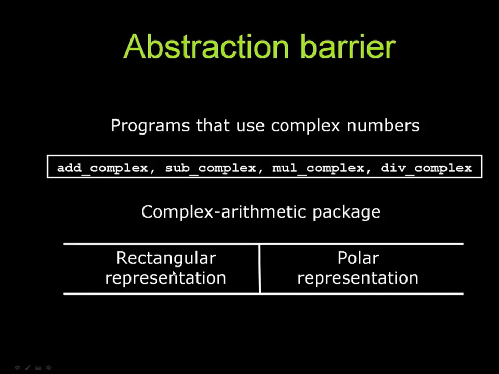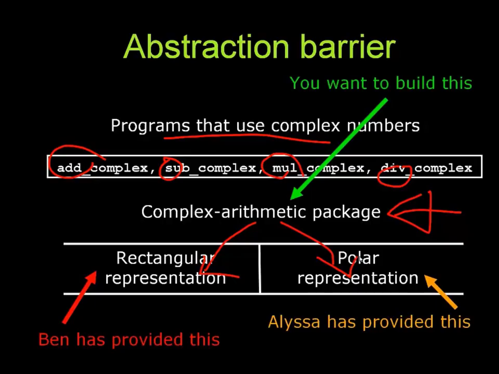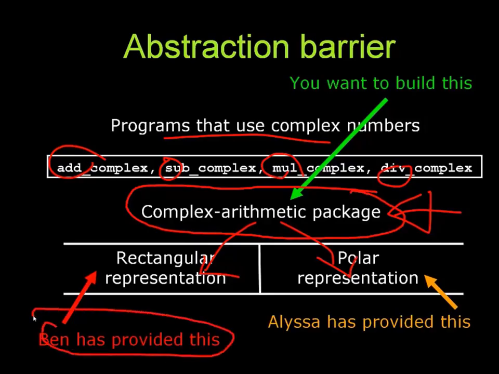You can imagine a world where there are programs that use complex numbers. In these programs, you can add, subtract, multiply, and divide complex numbers. And you also have a complex number package. In this package, there are two representations: the rectangular form and the polar form. You need to build this complex number package. There's a guy called Ben who has given you this part, and Alyssa has given you this part.